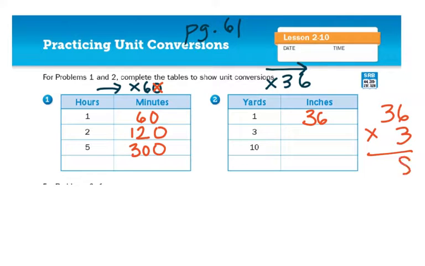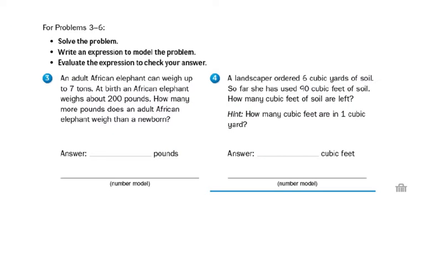6 times 3 is 18. Carry your 1. 3 times 3 is 9, plus 1 is 10. So 108. And 36 times 10 is just 36 times 1, which is 36, with 1 0 behind it. The next set of problems says, for problems 3 through 6, solve the problem, write an expression to model the problem, and thirdly, evaluate the expression to check your answer.